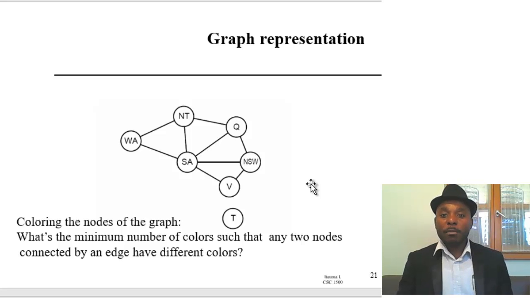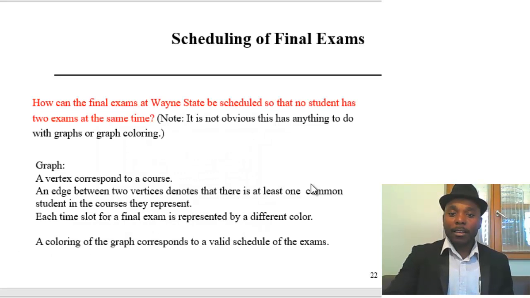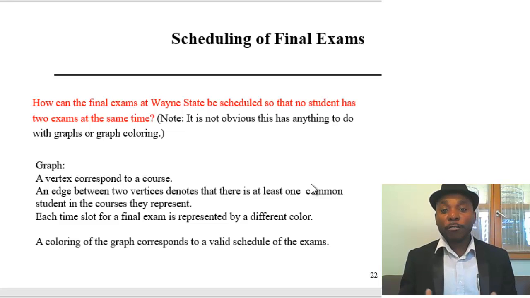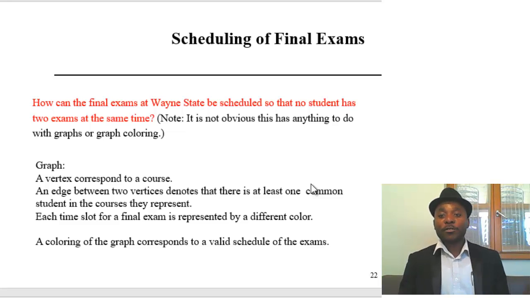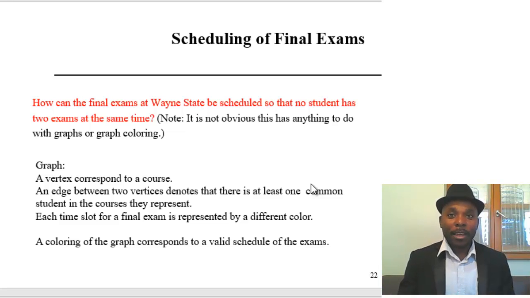We'll look at how to find the minimum path through a graph, and also an example of an application of graphs is graph coloring. An example of graph coloring is the scheduling of final exams, say at Wayne State University, such that no student has two exams at the same time. Now, how can we create such a schedule where there are no conflicts of exams for a student at the same time? We can use the graph coloring problem to solve this problem.